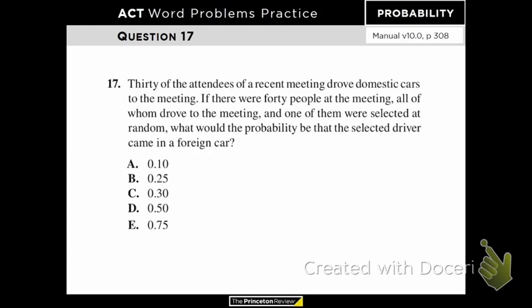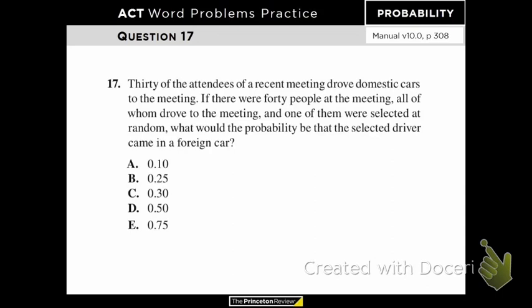17. 30 of the attendees of a recent meeting drove domestic cars to the meeting. If there were 40 people at the meeting, all of whom drove to the meeting, and one of them were selected at random, what would the probability be that the selected driver came in a foreign car?